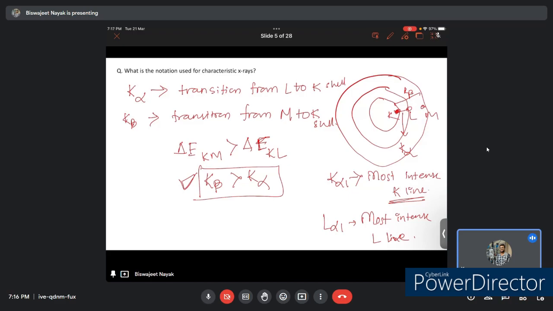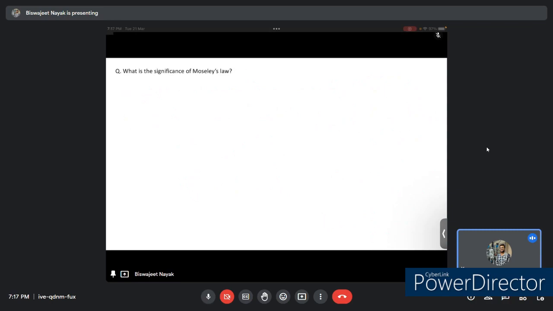So these are very important notations which we will encounter in every XRD analysis. So next is, what's the significance of Moseley's law? So what is this Moseley's law?